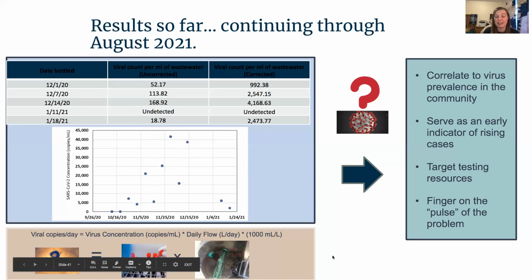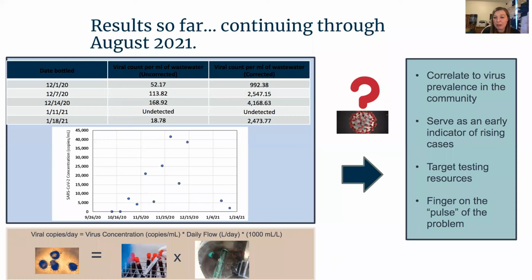And these on the right side of your screen are some of the things that we're hoping are some of the outcomes. Some of them we have control over, others we don't, but we're hoping that this data gets used to correlate virus prevalence in the community, to serve as an early indicator of rising cases or falling cases in some cases, and to target testing resources.